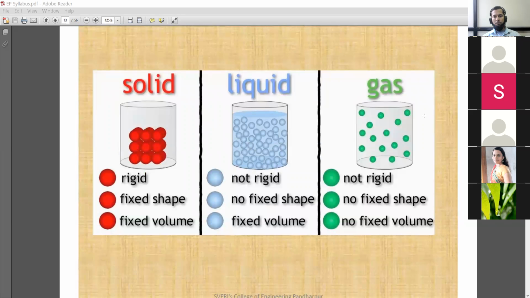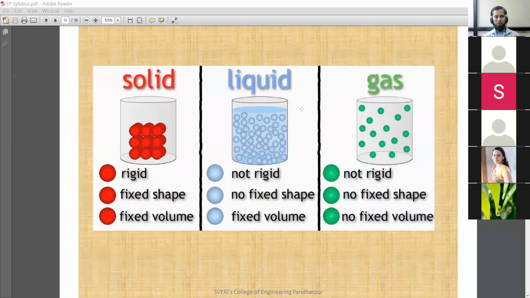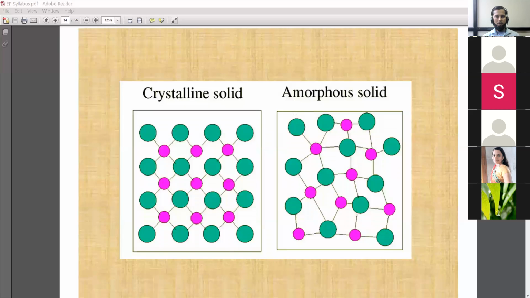So before this crystalline and amorphous, we are considering the different states of matter, that is solid, liquid, gaseous. We know the different properties of solid, liquid, gaseous. So solid is rigid, with fixed shape and fixed volume, or liquid, they are not rigid, no fixed shape, but having fixed volume. For gaseous, nothing is there. And plasma state is also there, which is the fourth one. So those are the basic things.